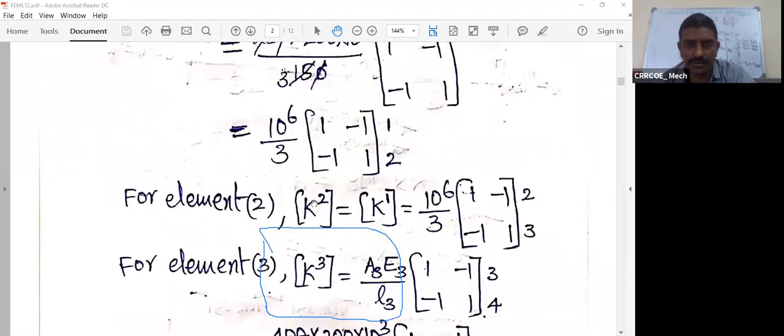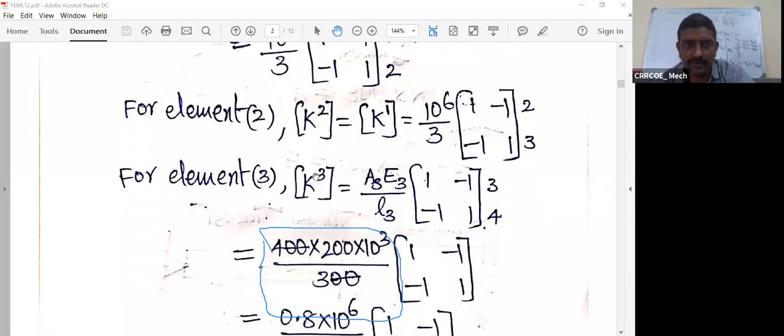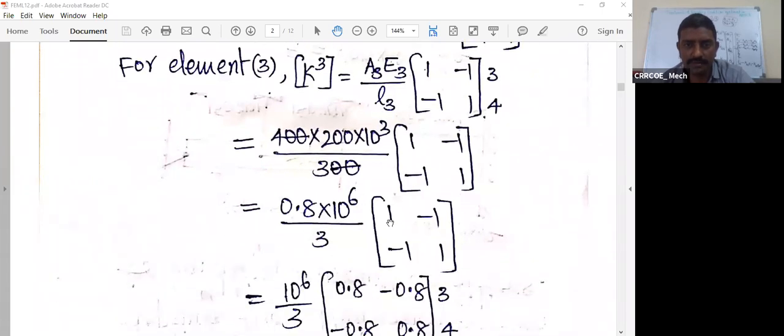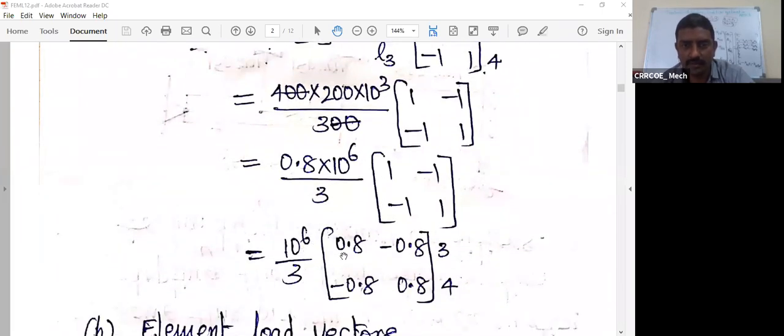For element 2, it is the same as the element 1 stiffness matrix. So K2 is equal to K1: 10 power 6 by 3, [1 -1; -1 1]. But the degrees of freedom are different. For element 2, the degrees of freedom are 2 and 3. For element 3, the stiffness matrix is A3 E3 by L3, [1 -1; -1 1]. So degrees of freedom 3 and 4. Therefore, after simplification, 10 power 6 by 3, [0.8 -0.8; -0.8 0.8].